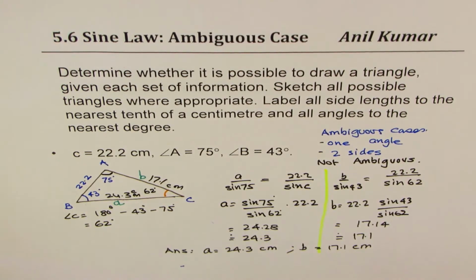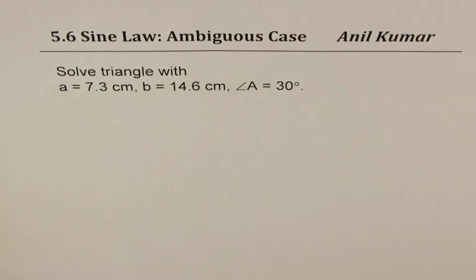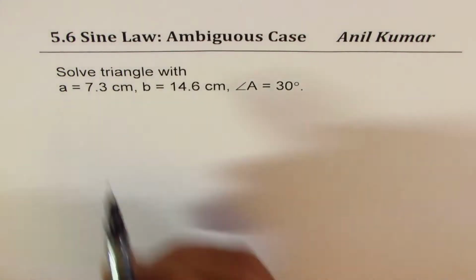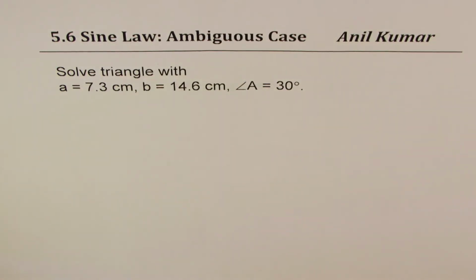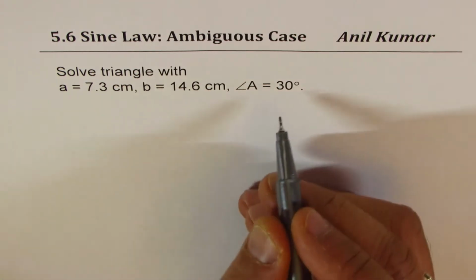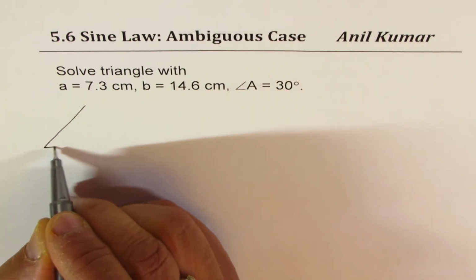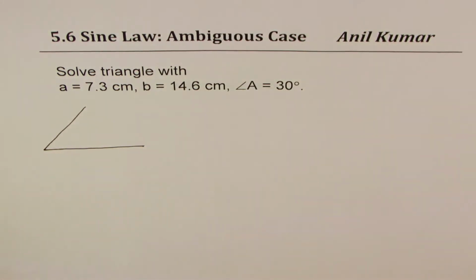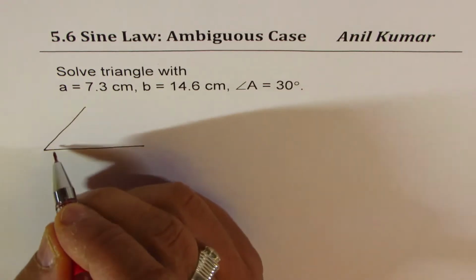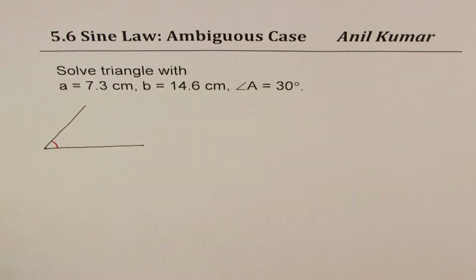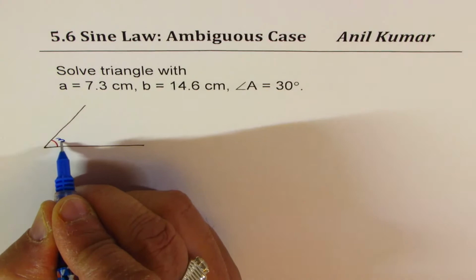Now let's move on to the other examples on the ambiguous case. This time we have to solve a triangle where a is 7.3, b is 14.6 and angle A is given to us as 30 degrees. So let me sketch the triangle first. Okay, so we have this angle A here. We are saying that the angle A is 30 degrees.